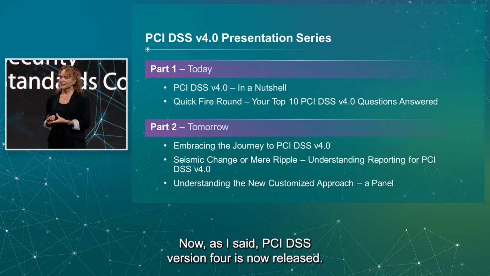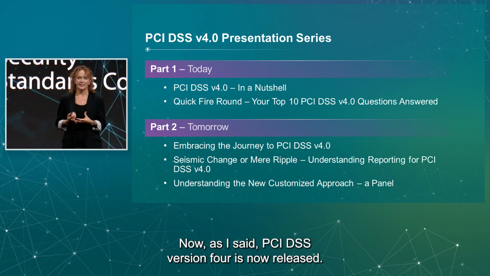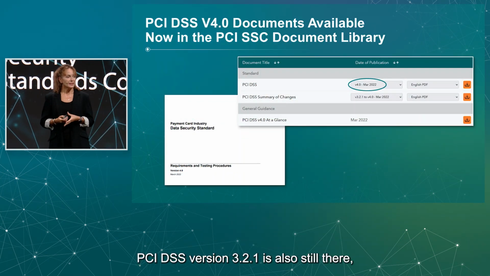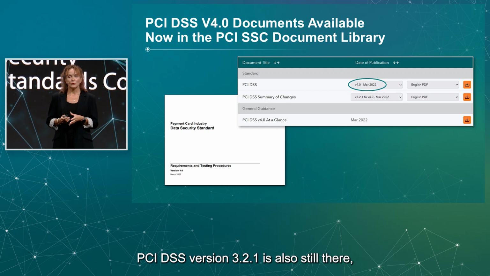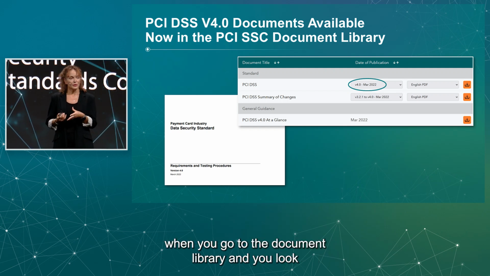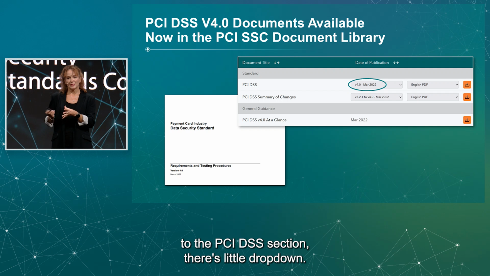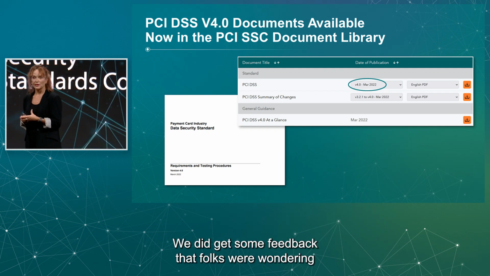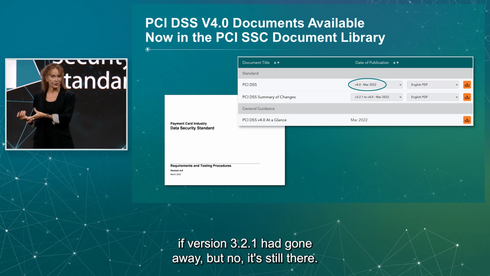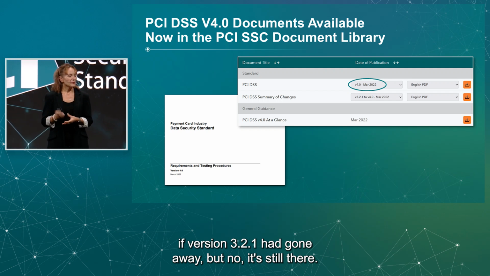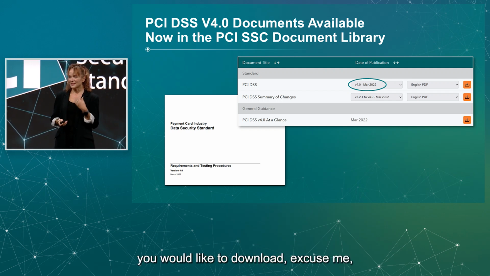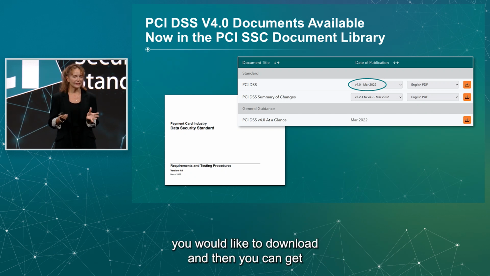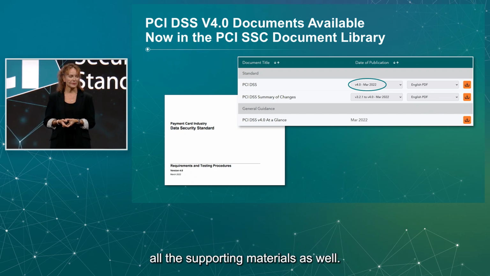Now, as I said, PCI DSS version 4 is now released. It's out there. You can find it on our website in the document library. PCI DSS version 3.2.1 is also still there. When you go to the document library and you look to the PCI DSS section, there's a little drop down. We did get some feedback that folks were wondering if version 3.2.1 had gone away, but no, it's still there. You just choose which version of the standard you would like to download, and then you can get all the supporting materials as well.